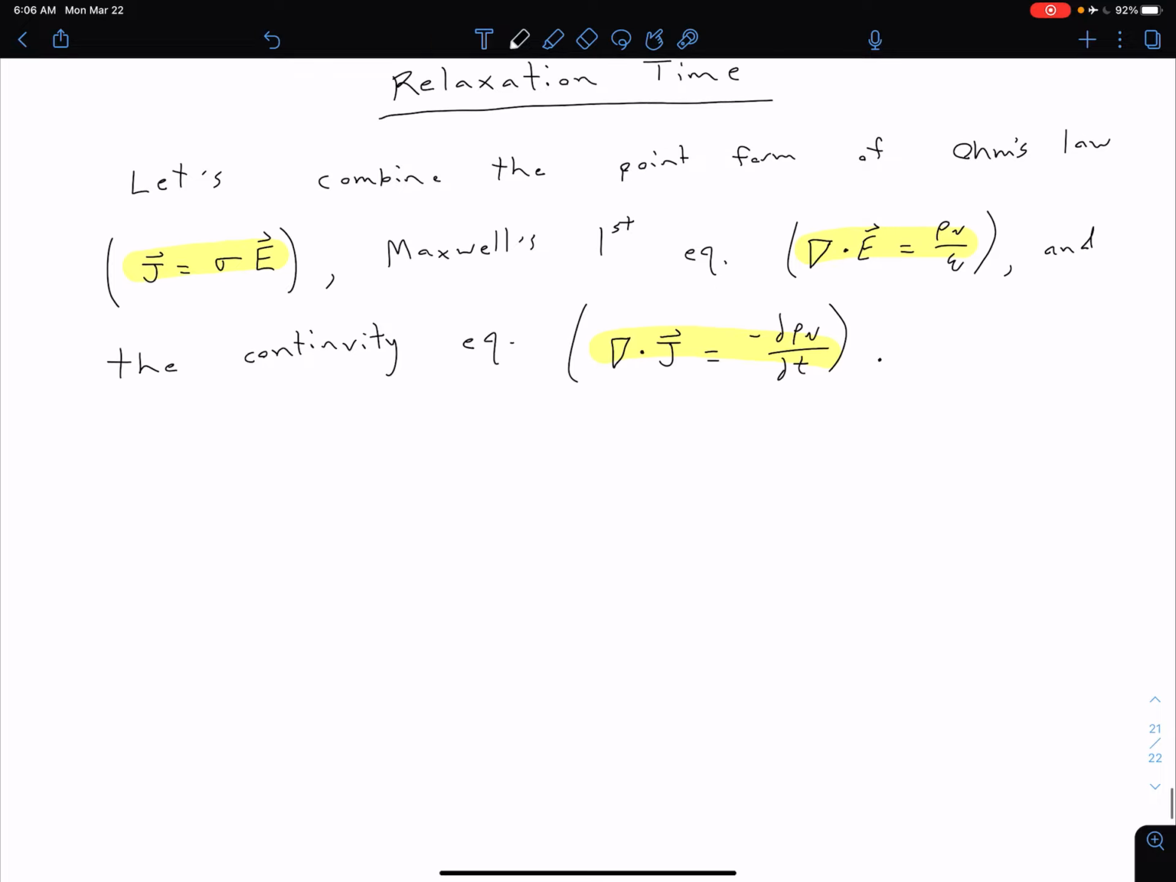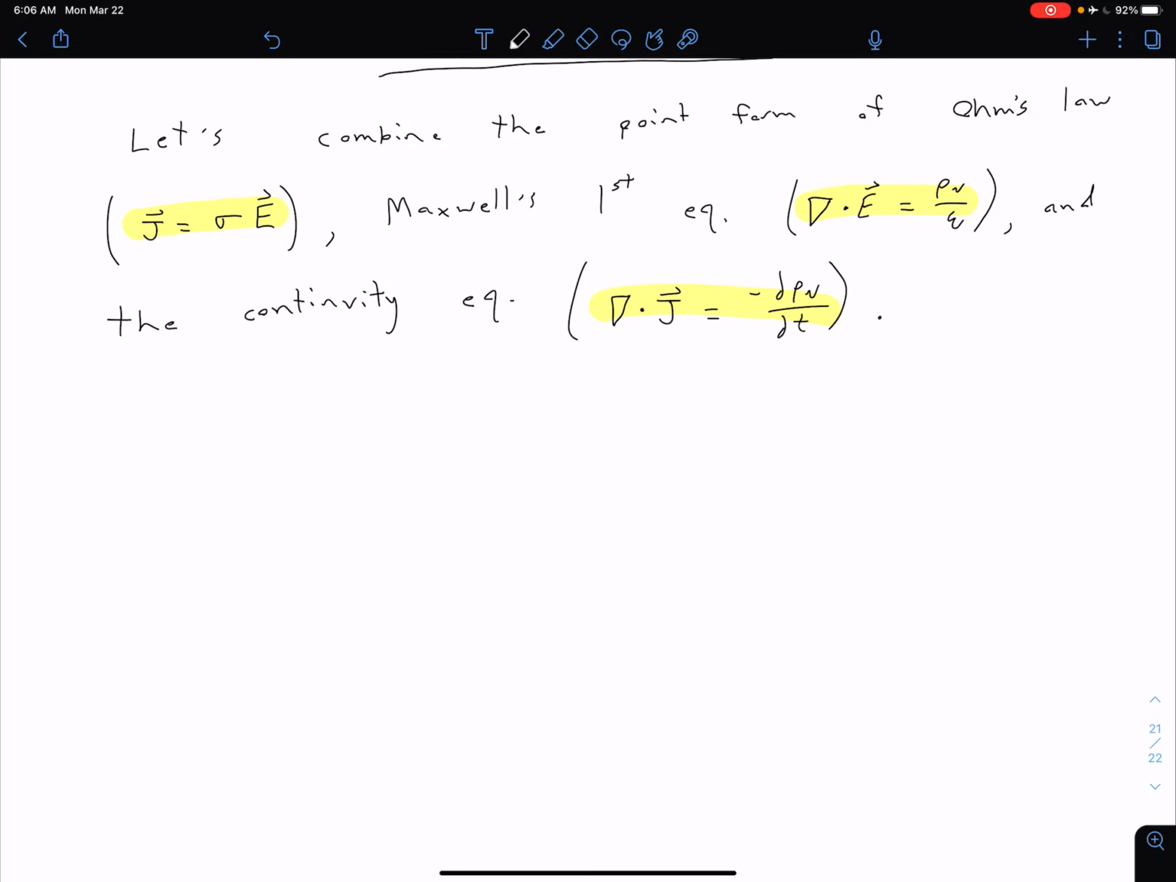Okay, so let's start with the left side of our continuity equation. We have the divergence of J, and from Ohm's law, we know that J is equal to sigma E. So I can write this as the divergence of sigma E. This is from Ohm's law, the first relationship here.